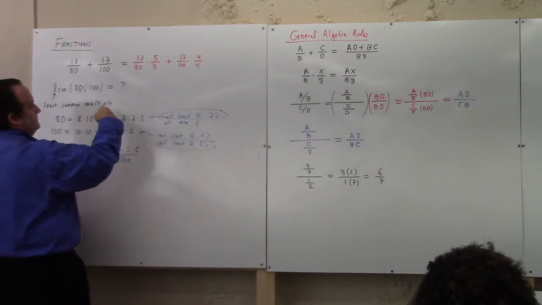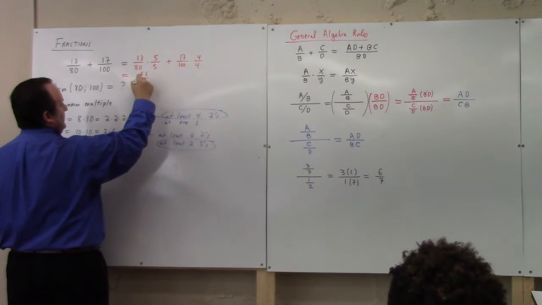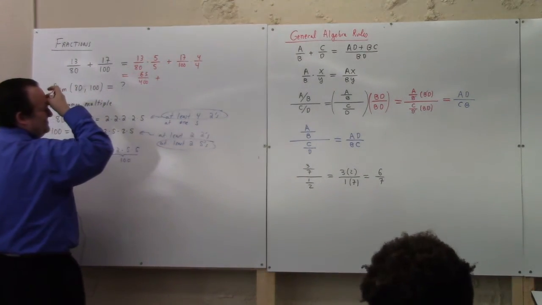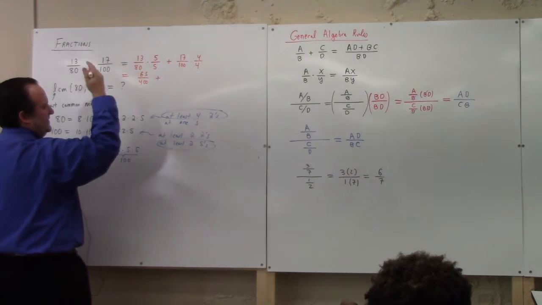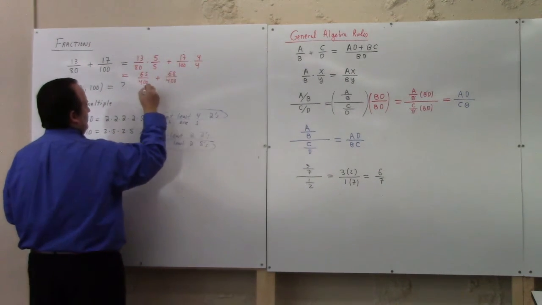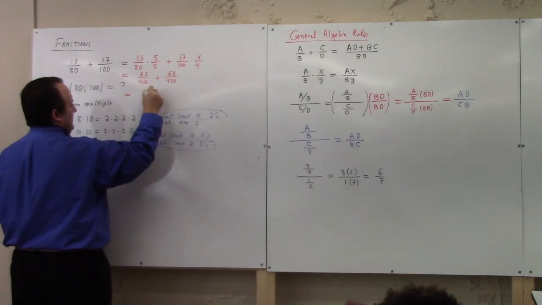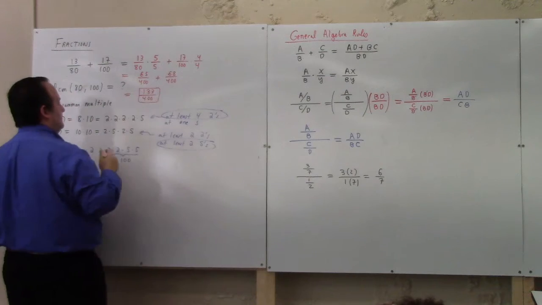All right, so what do we got? We've got 65 over 400. 4 times 7 is... 40 plus 28, I think 68 over 400. So what do we got? 133 over 400. There you go.